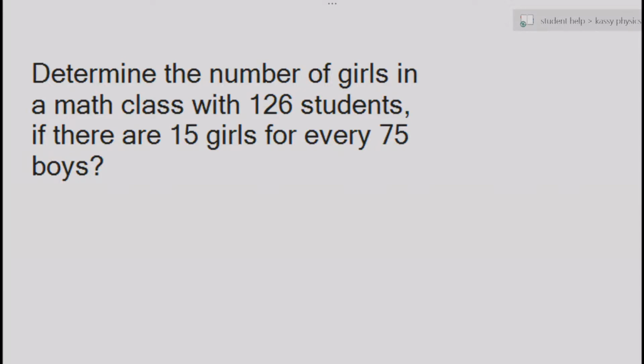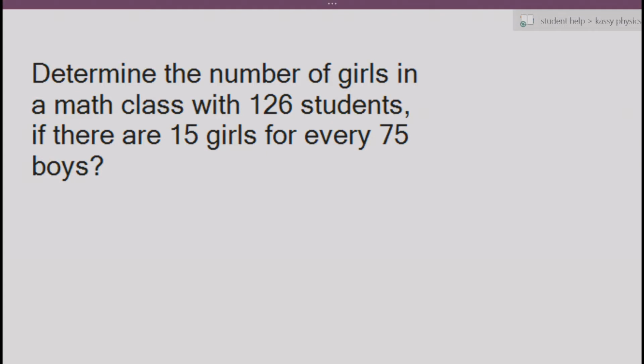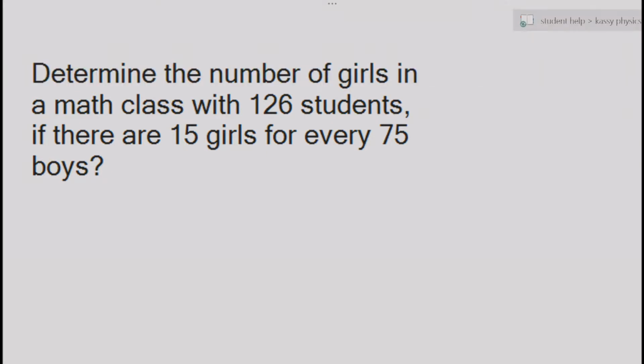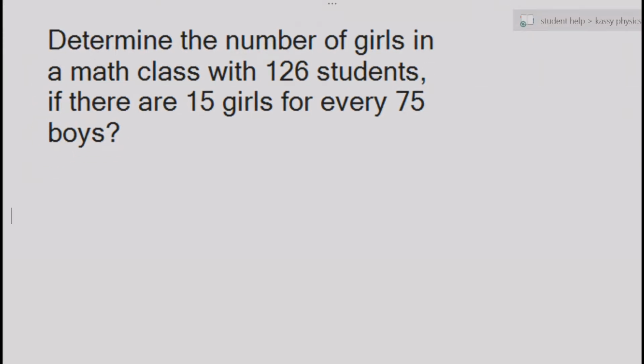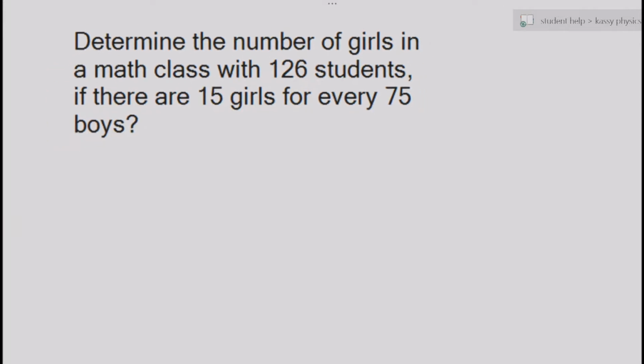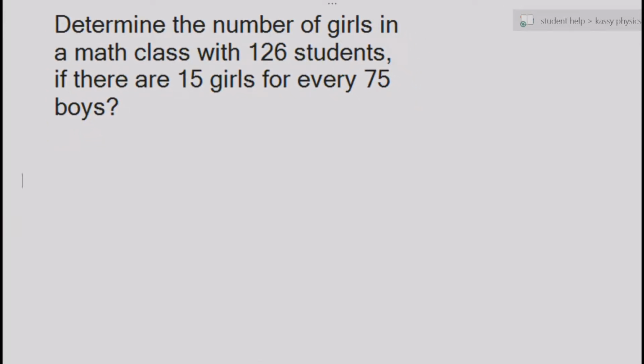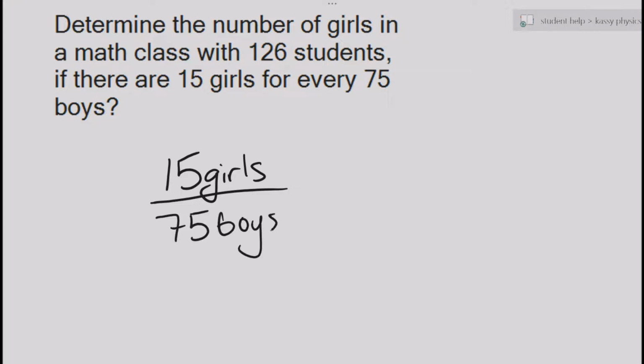So when we get a ratio question like this, they can be challenging because there's lots to think about. But we're good. We got this covered. So if there's 15 girls for every 75 boys, we'd then say, okay, well, they want to know how many girls if there's 126 boys.